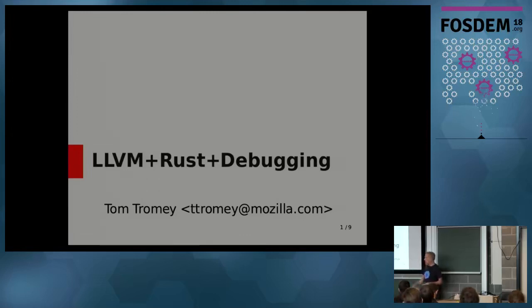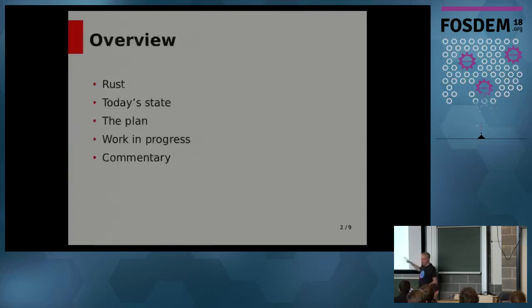So another nice thing that Mozilla has done is give me the opportunity to combine these two things I really like. So, a little overview of what we're going to learn about today. We're going to learn a little bit about Rust. And I mean a little bit. It's like one slide. It'll probably take me about 45 seconds at this rate of speech. I'm going to tell you about today's state of debugging in Rust. I'm going to tell you about my plan for how to fix debugging in Rust.